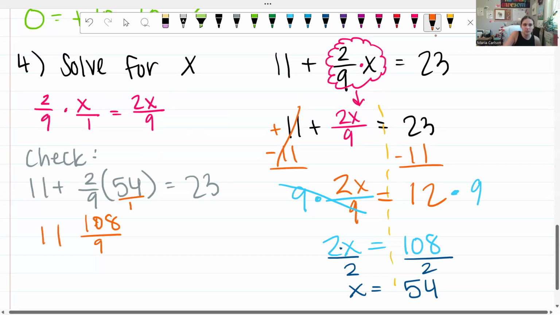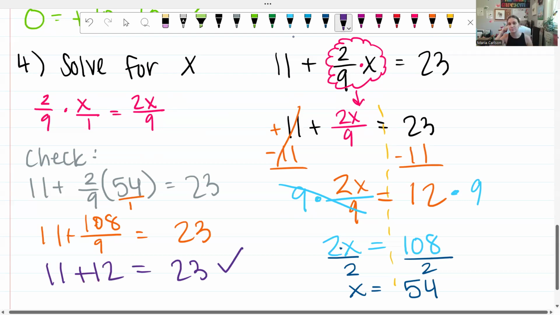So I have 11 plus 108 divided by 9 should be equal to 23. And 108 divided by 9, I know that sounds really scary, but that is just 12. So 11 plus 12 does equal 23, and that equation is true.